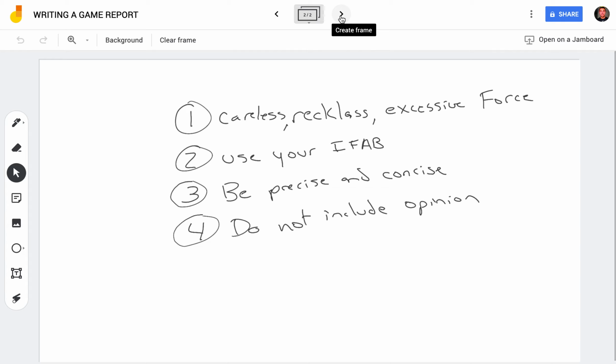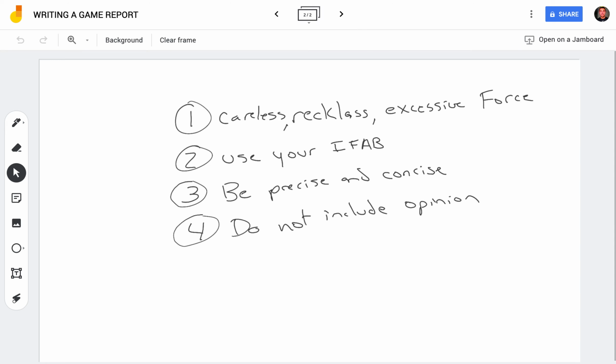The last thing, and I want to remind everyone, I'm going to remind you 100 times, is do not include any opinions. We don't want an opinion. We don't want to know what you think or why you think something happened. We want to know exactly what happened. So the higher ups, I'm going to use quotation marks with that, the people that are making decisions with disciplinary action can decide based on the facts.